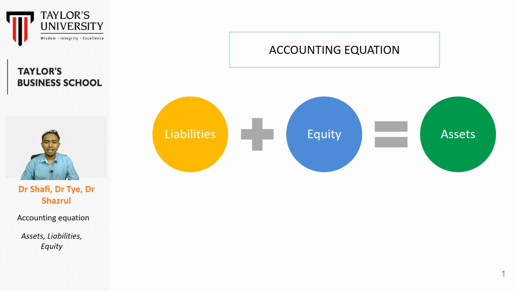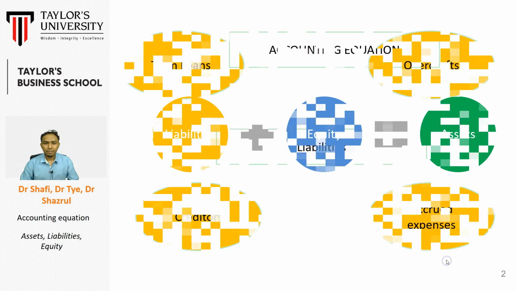And as you can see in the slides, the accounting equation is liabilities plus equity equal to assets, and we are going to discuss each element in the accounting equation, which are the liabilities, equity and assets accordingly. And let's take a look at the first element, which is the liabilities.